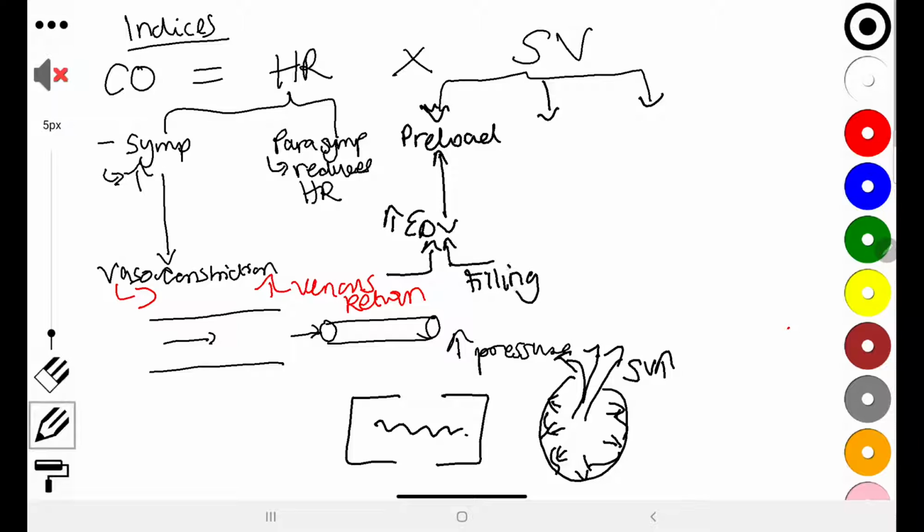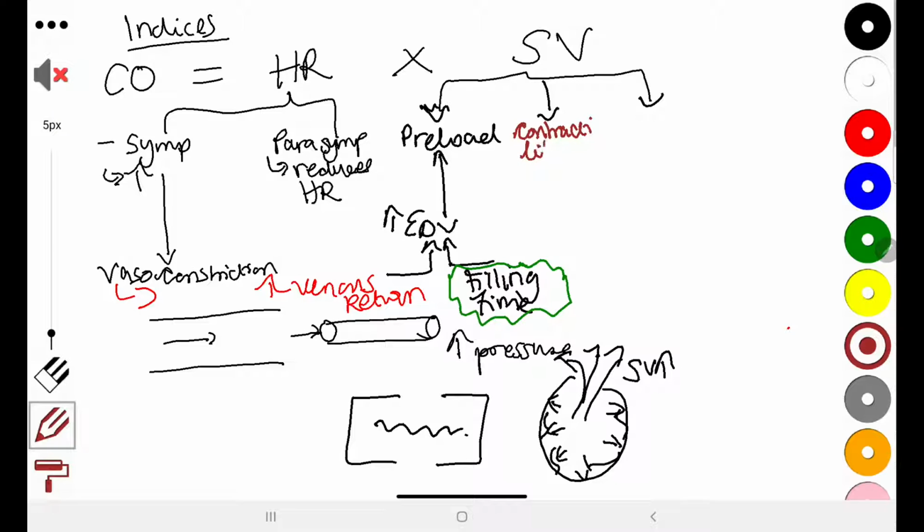Now we're going to come to this really soon. I just want you to keep this in mind: filling time. Alright, having said that, the next one I want to talk about is contractility.